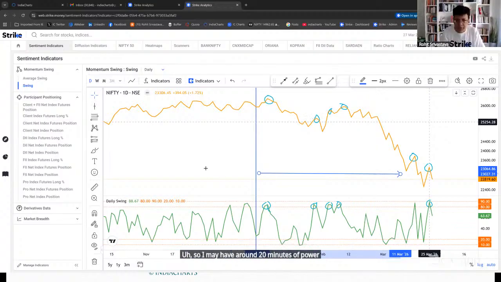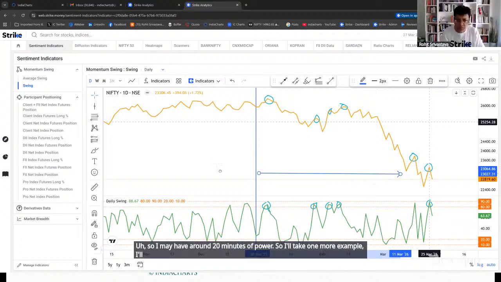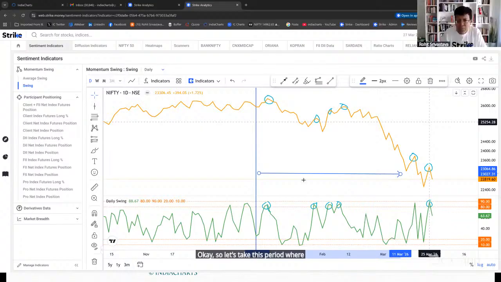So I may have around 20 minutes of power. So I'll take one more example. I'll take an example of an uptrend. I'll take it from back here. Okay, so let's take this period. So this turned up around the 17th of March. Got a buy signal. What happened after the 17th of March?